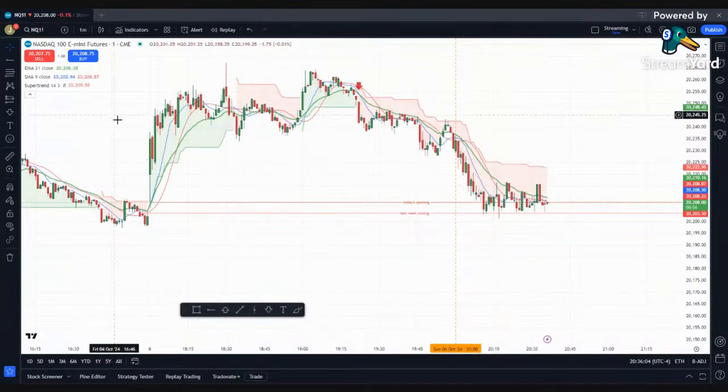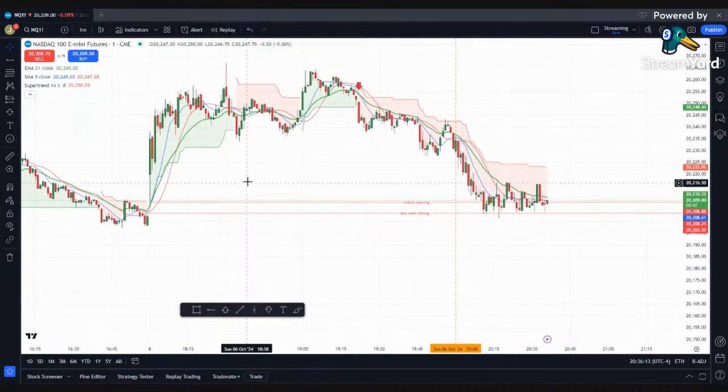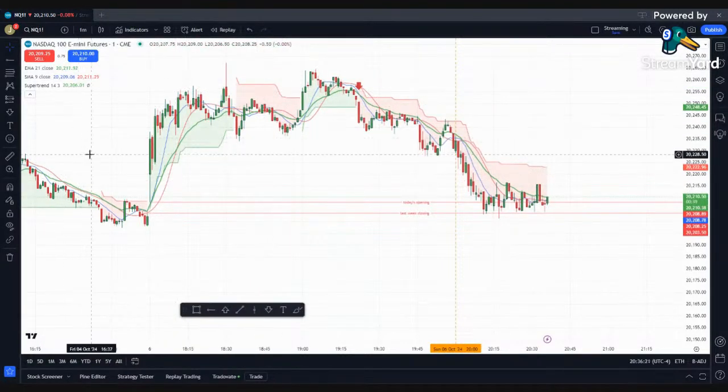So if you want to follow how I'm using this strategy, you can read the description below. So that's how we use this, and this is scalping. We are scalping on the 1 minute time frame. In order for you to do that, you need to set up your indicators, and the first indicator we're using is the exponential moving average 21.